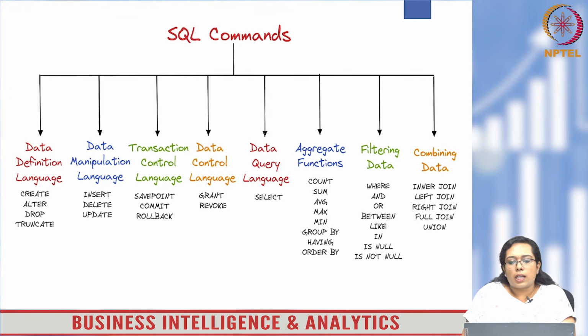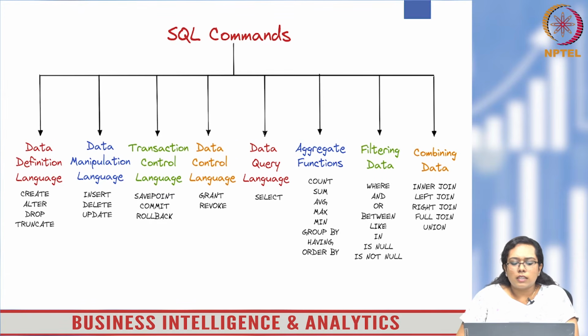So what are data definition languages? These define what we want to work with. For example, if we want to create a table, we are defining it, and that is why the create command is used. Create, alter, drop, truncate, etc. are forms of data definition languages. In data manipulation language, if we want to modify a record or a field in a particular table, then we use insert, delete or update. All these are part of data manipulation languages.